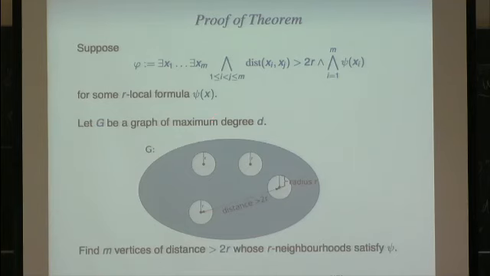So if G is a graph of maximum degree d, if that formula here is true in the graph, then what we have to find are m different vertices, which are pairwise far apart. And locally around each of these vertices, that formula psi here must be true, which is an r-local formula. And because the distance is so large, these neighborhoods do not overlap.